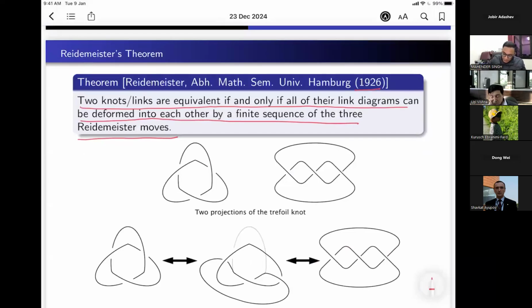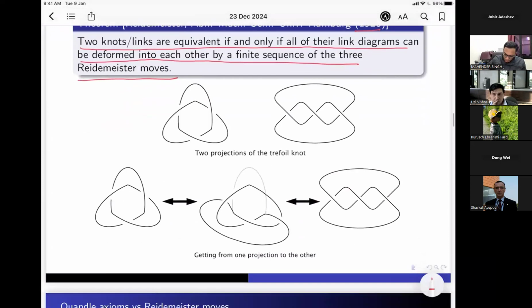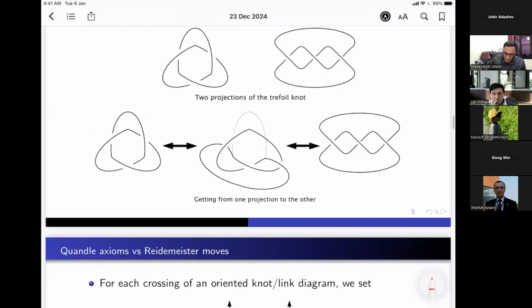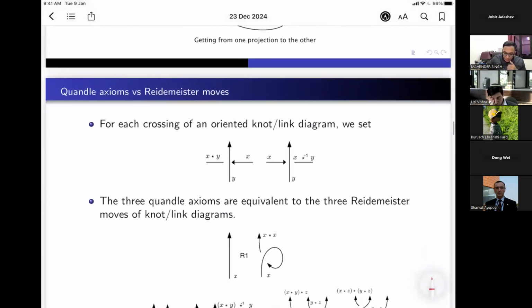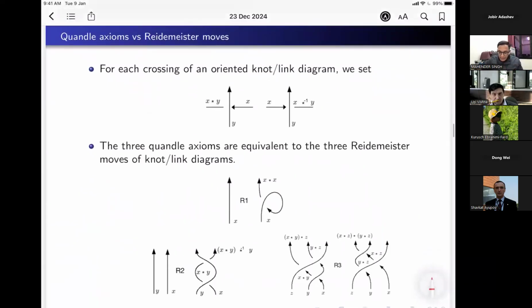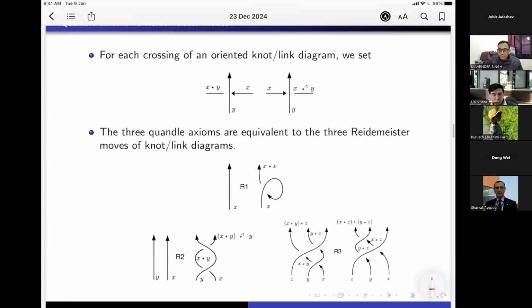And this beautifully translates into algebra in the form of what are called Quandles. So here is a connection of Quandles with the Reidemeister moves. One can study these non-associative structures using diagrams. So suppose you have a knot or a link and you project it on the plane. You fix some orientation, some arrows, okay? And let us call this a positive crossing, this a negative crossing.